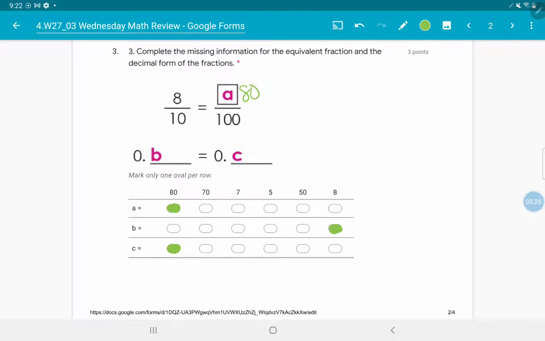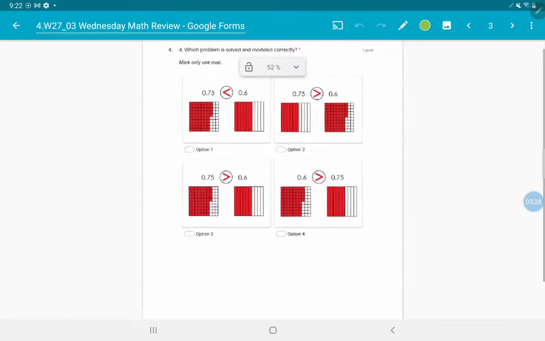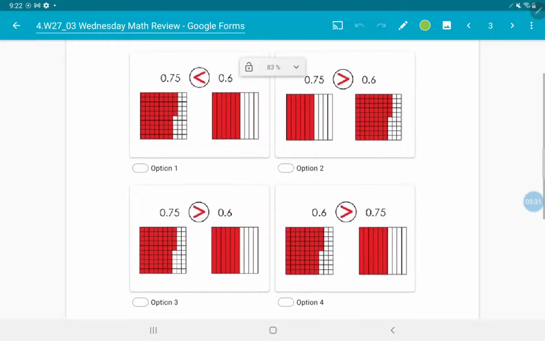All right, let's look at this next one. We have some decimals to compare.